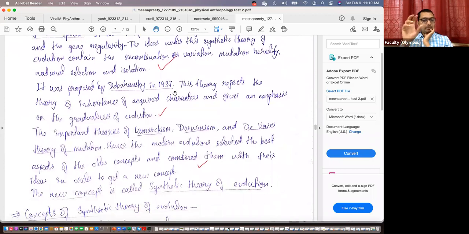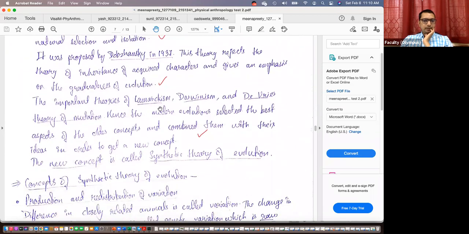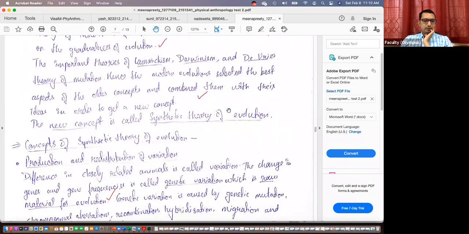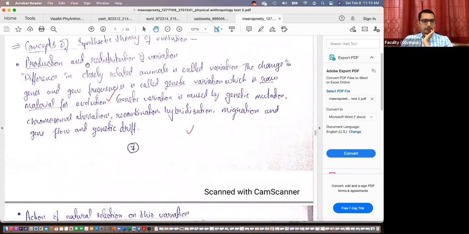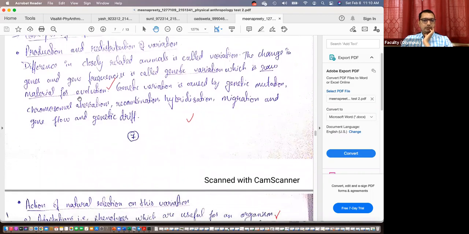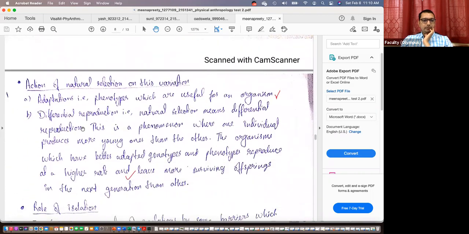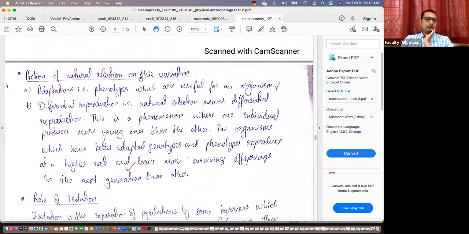Even the description I have given to you, or even IGNOU's material, nicely describes this part. So you have also given an idea of the important theories: Lamarckism, Darwinism, and Dewey's theory. Then in synthetic theory concepts, you have clearly written and explained it very well. Production of variation, how is variation created, you have written as a subheading. Where is the genetic variation coming from? And how natural selection is acting on the variation.